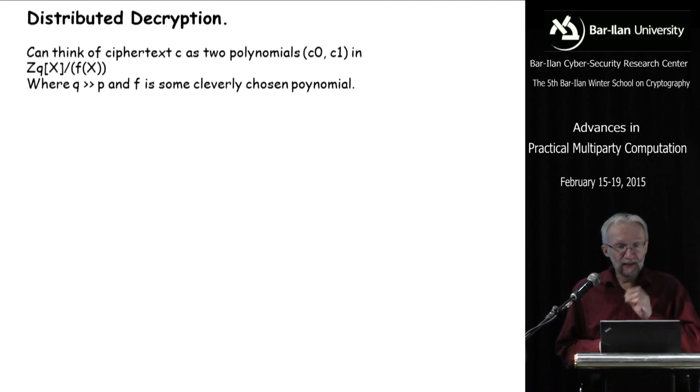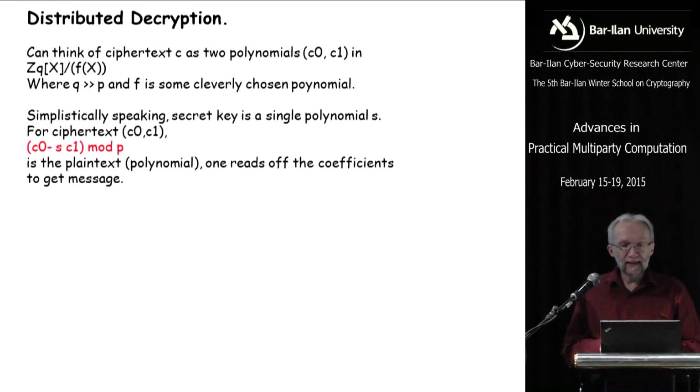In this particular system, we think of the ciphertext as a pair of polynomials. These are polynomials in the ring Z_Q, so the coefficients will be in Z_Q, and we mod out by some very cleverly chosen polynomial F. The idea is that Q is much larger than P, where P is the field size. The coefficients live in this much bigger space, and the actual plaintext values are in this smaller space, and this means we have room for adding noise, intuitively, to hide what the message is.